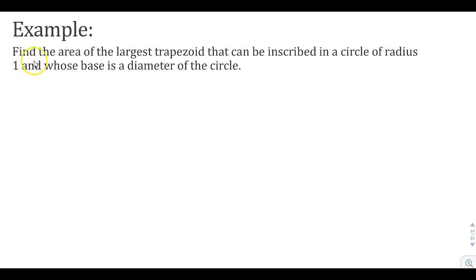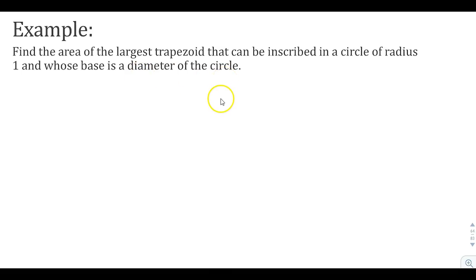In this next example, we're going to find the area of the largest trapezoid that can be inscribed in a circle of radius 1 and whose base is a diameter of the circle. So we are trying to maximize the area of the trapezoid, but our constraint, our restriction, is that the trapezoid is inscribed, it lives inside of a circle of radius 1, and the base of the trapezoid is a diameter of the circle.